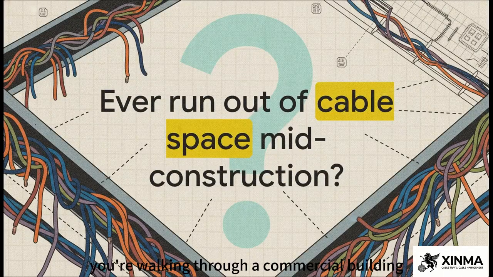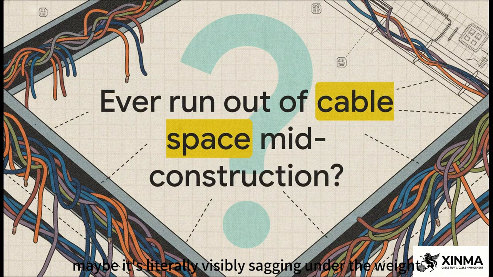Picture this, right? You're walking through a commercial building. It's only half occupied, recent construction, but when you look up at the ceiling, the cable tray is already completely packed to the brim, or worse, maybe it's literally visibly sagging under the weight. Ouch! It's a super common, incredibly painful scenario that happens when sizing just goes wrong. The infrastructure is basically failing before the building is even running at full capacity. We obviously want to avoid that exact situation, and to do that, we need to stop thinking of our cable tray as just a metal basket and start thinking of it as a high-speed, critical highway for the building's nervous system.